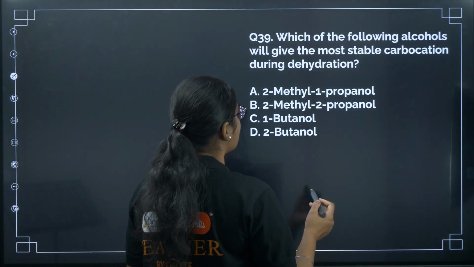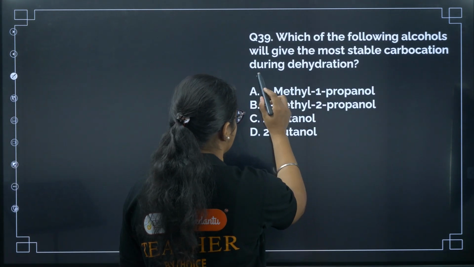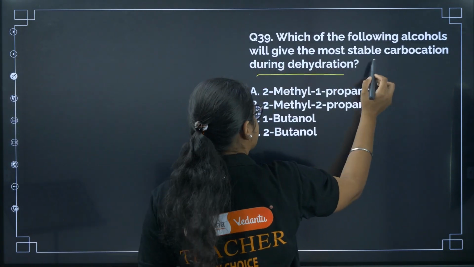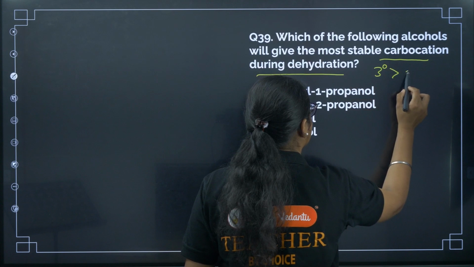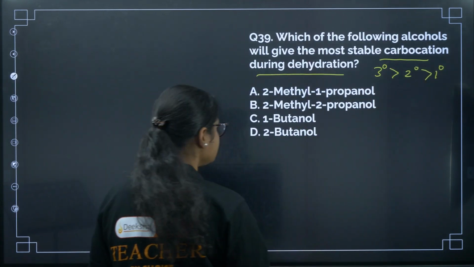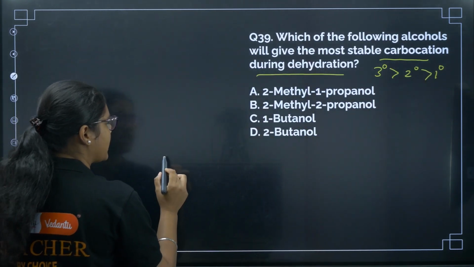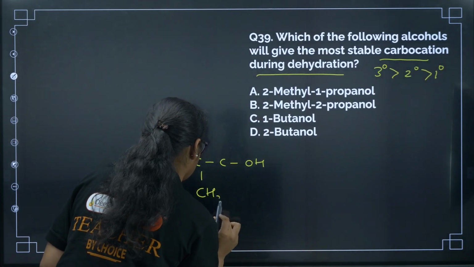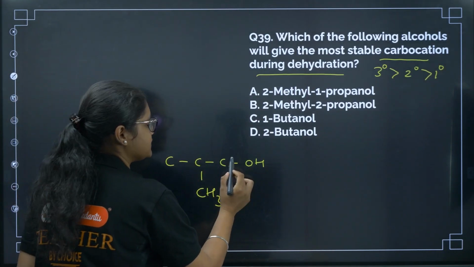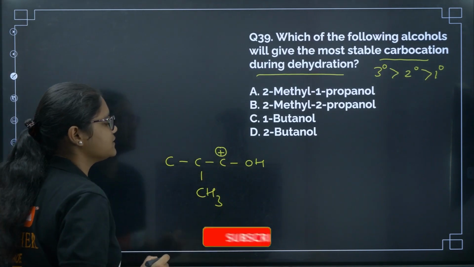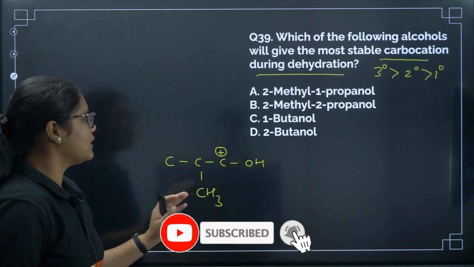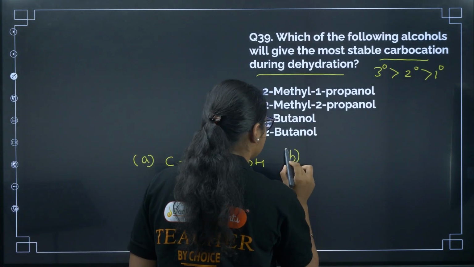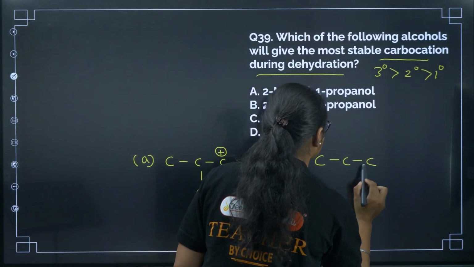Next question 39. Which of the following alcohols will give the most stable carbocation during the dehydration? So let us see the carbocation order. In dehydration, the carbocation order is 3 degree, 2 degree and 1 degree. So let us draw the structure here. 2-methyl propan-1-ol. Now if dehydration happens, you will get a carbocation here. This is a primary carbocation, right? So this is for option number A. Now if you see option number B, 2-methyl propan-2-ol.